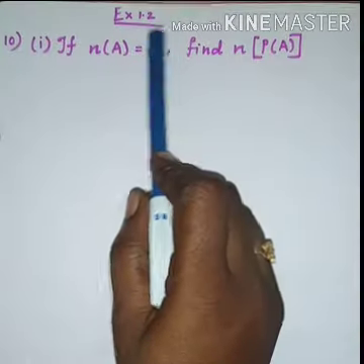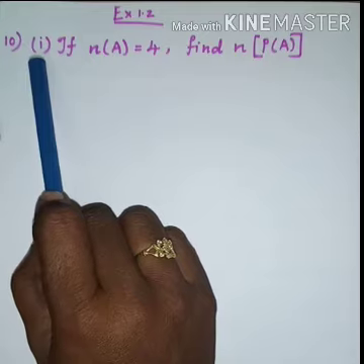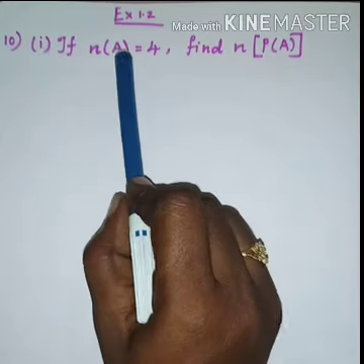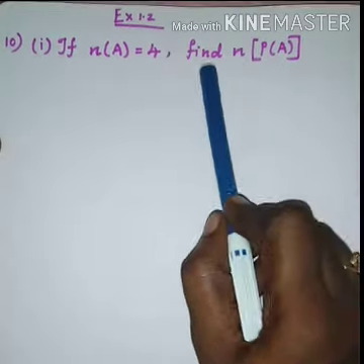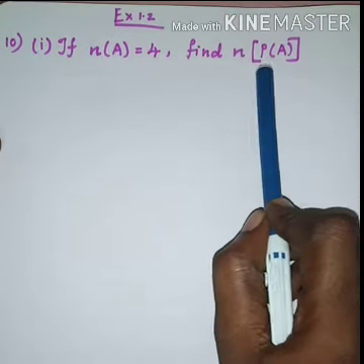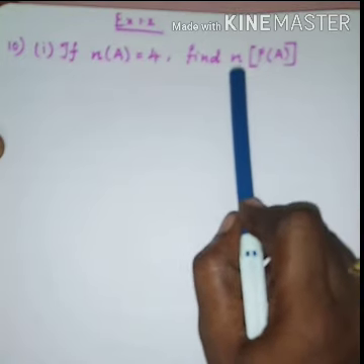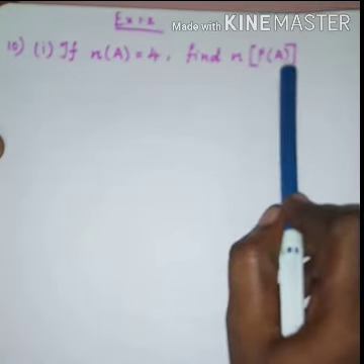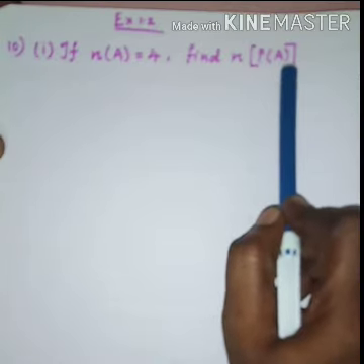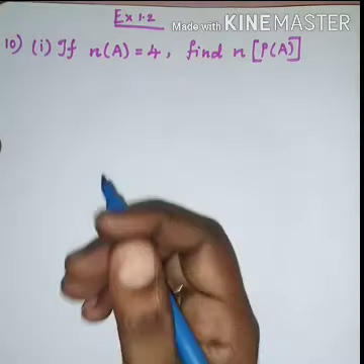Exercise 1.2, 10th sum, first subdivision: if n(A) is equal to 4, find n(P(A)). n(P(A)) is nothing but the number of elements of the power set of A. We have to find the number of elements of the power set of A.